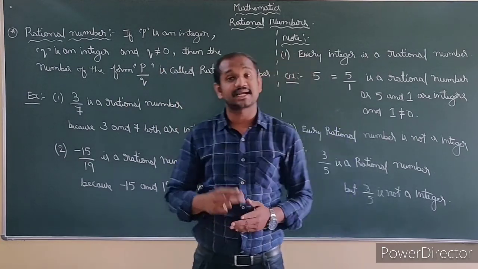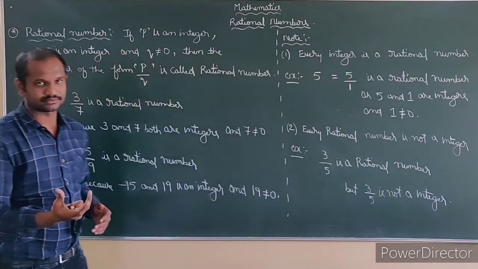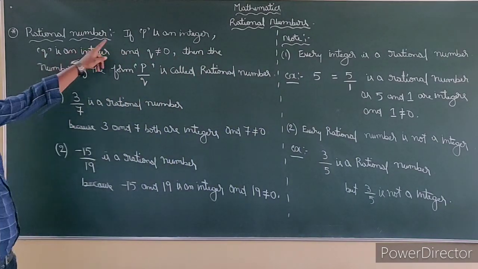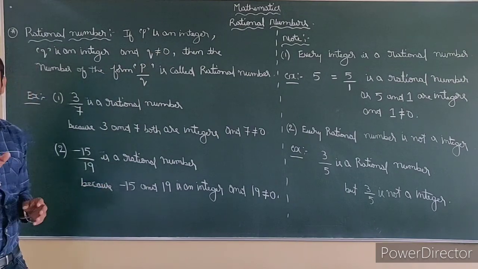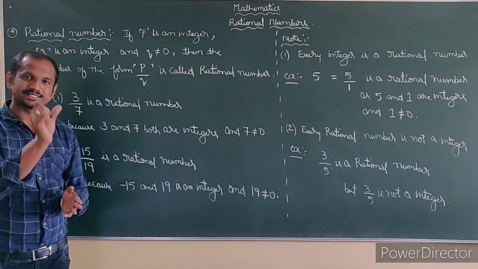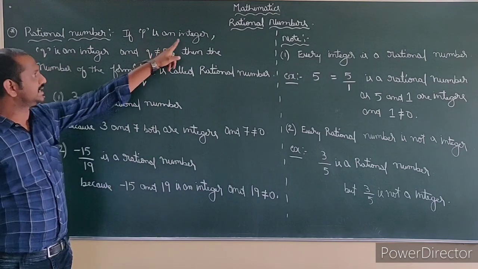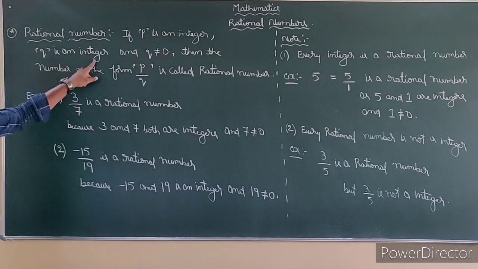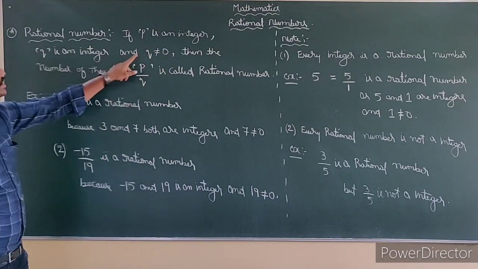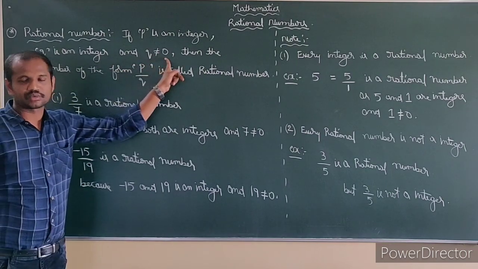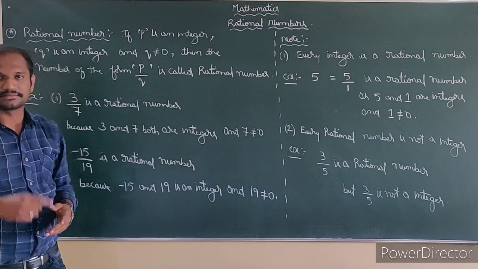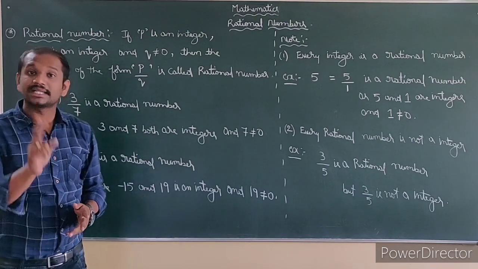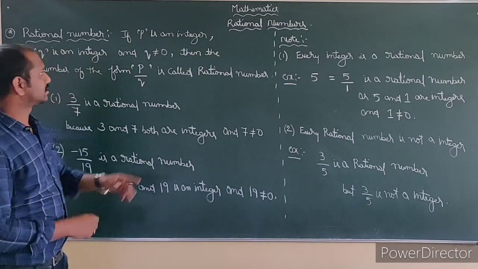So first, let us understand the definition of what a rational number is. Look at it. If p is an integer, as of now I have not given you any number, let us just consider p. P is an integer. Q is also an integer and Q does not belong to 0. What is this condition? See, if you take any number Q, it should not be 0. Other than 0 we need to consider.